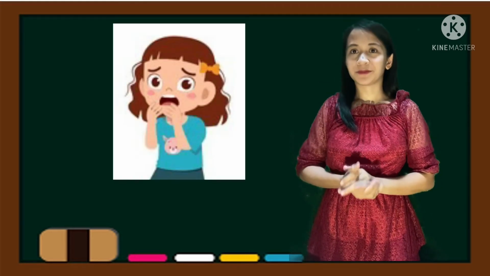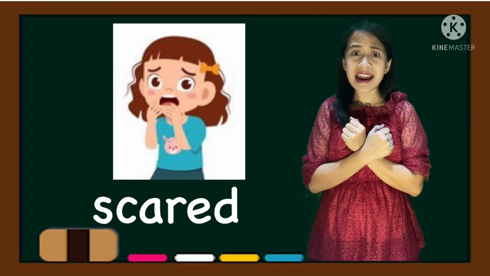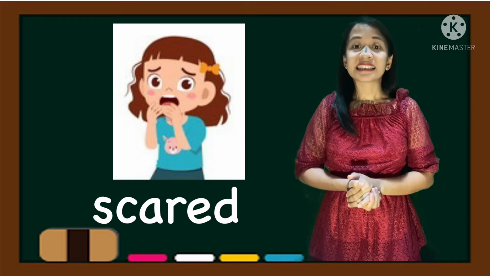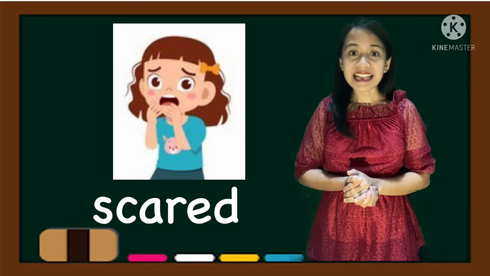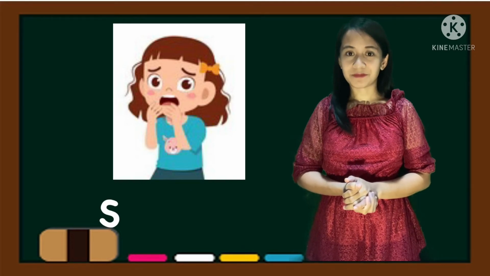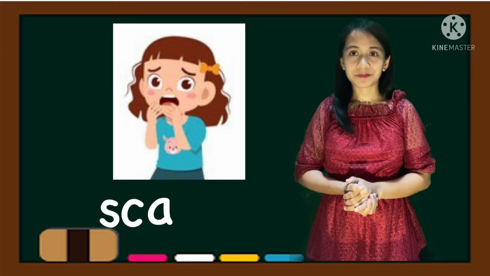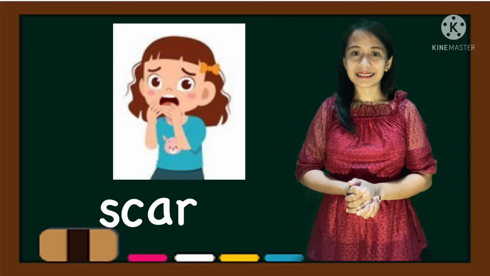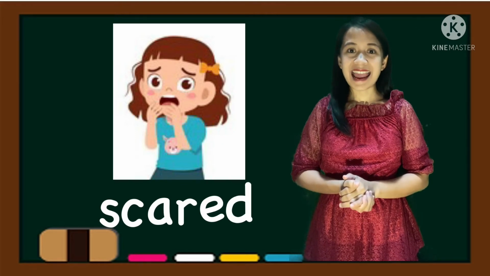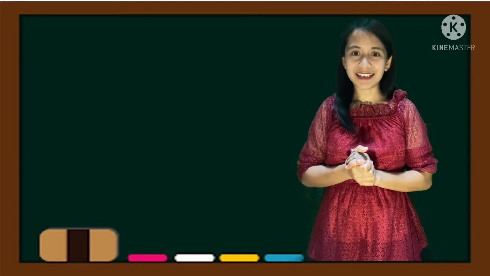Look at the picture. It is scared. Very good, everybody. Scared. Now let's spell. S, C, A, R, E, D. Scared. Very good, everyone.